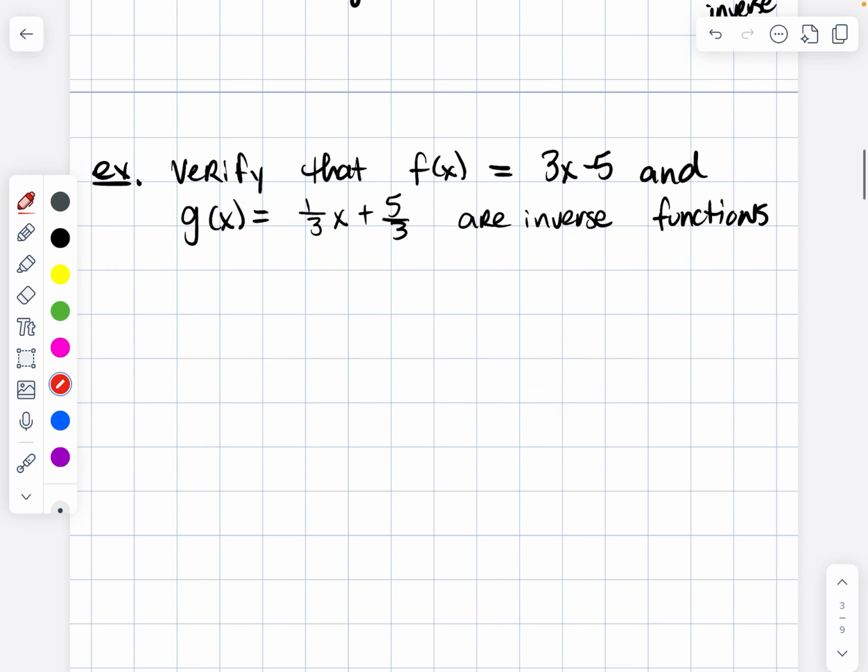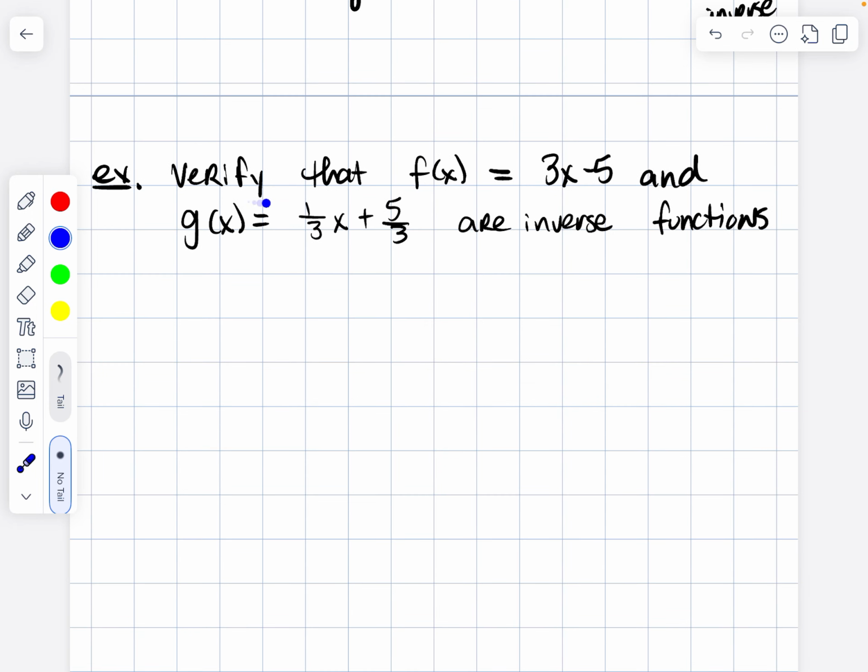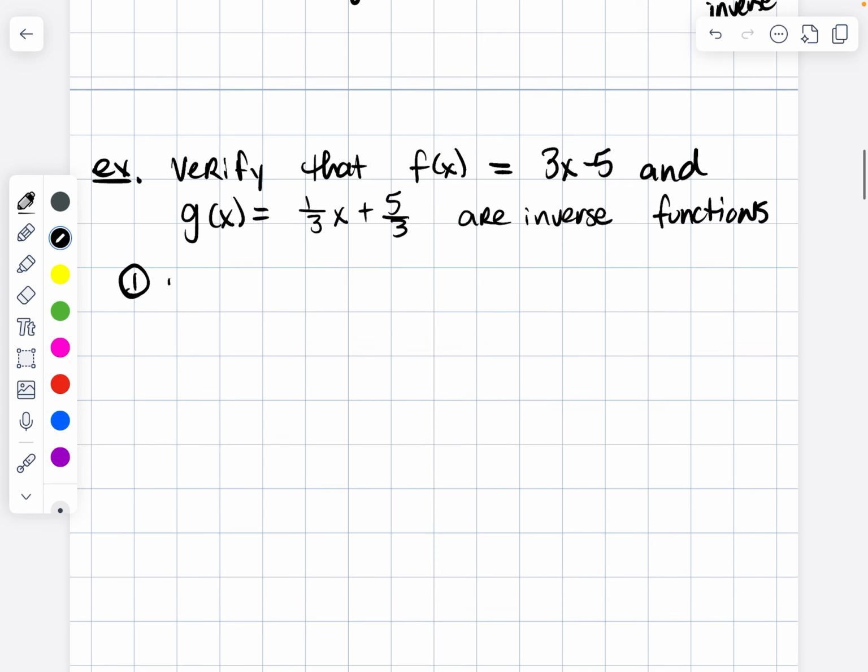So let's say, for example, we want to verify here that f of x is equal to 3x minus 5 and g of x is equal to 1/3 x plus 5 over 3, and we want to verify that they are inverses. Then the first step that we're going to take here is we are going to compose f of g of x. We're going to compose g of x with the f of x. But we want to verify, is this equal to x?